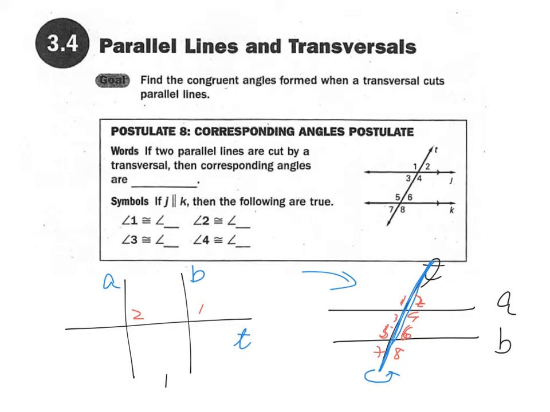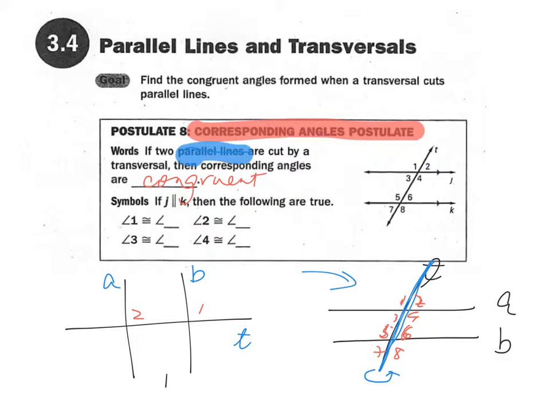Here is a postulate, the corresponding angles postulate. It's really important that you remember this because in this unit we're going to have several of those. I don't want you to get confused. So the corresponding angles postulate says if two parallel lines are cut by a transversal, then the corresponding angles are congruent.